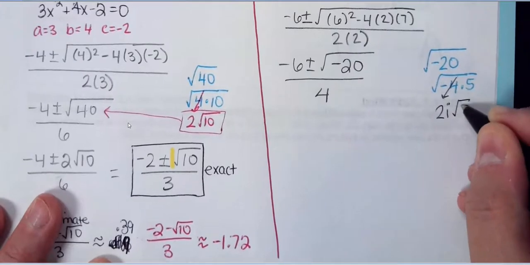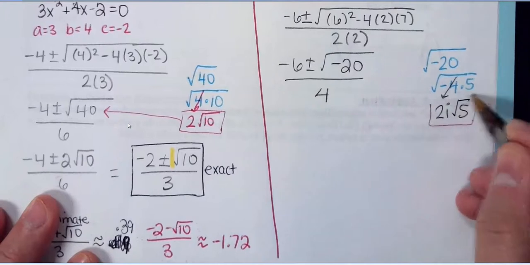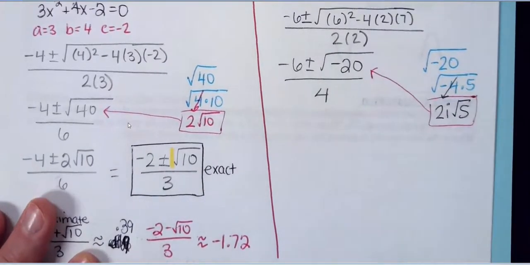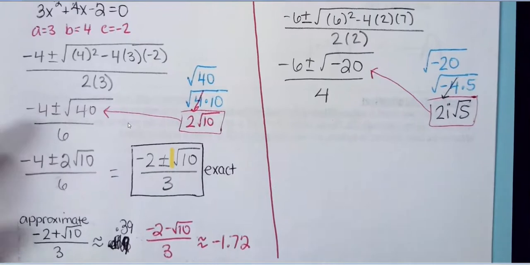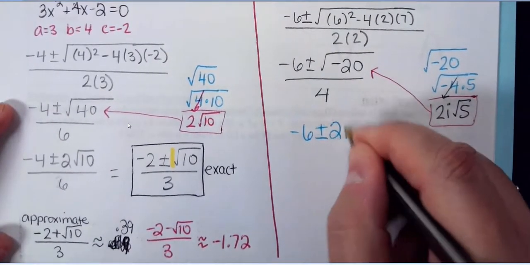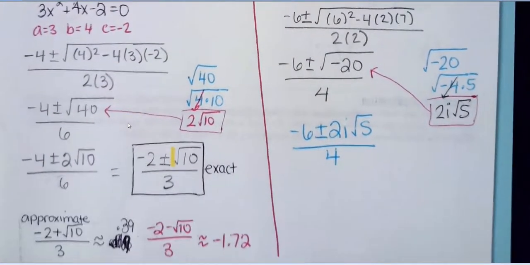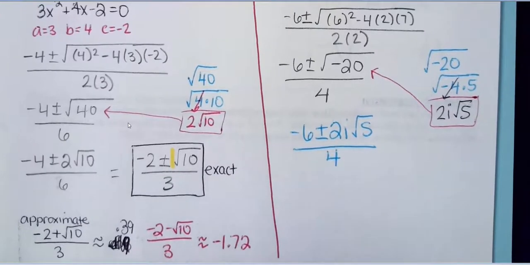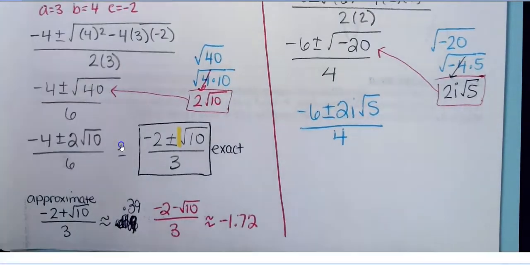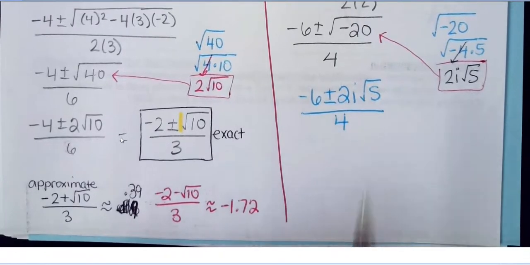And then the 5 would stay under the square root. So then what I'm going to do here, I'm just going to replace this radical -20 with the simplified version. So we'd have -6 plus or minus 2i radical 5, everybody over 4. You cannot do an approximate solution with an imaginary number. So if you have an i in here, you're not going to do what I just did where I rounded with the decimal. Your calculator won't do it. It won't like you for that. Well, it might, but it shouldn't. Okay, so only exact answers here.